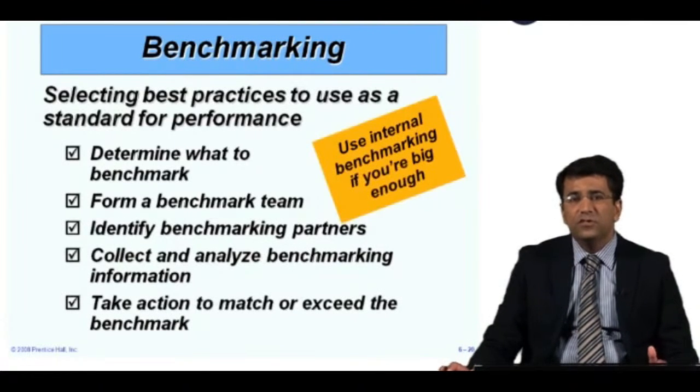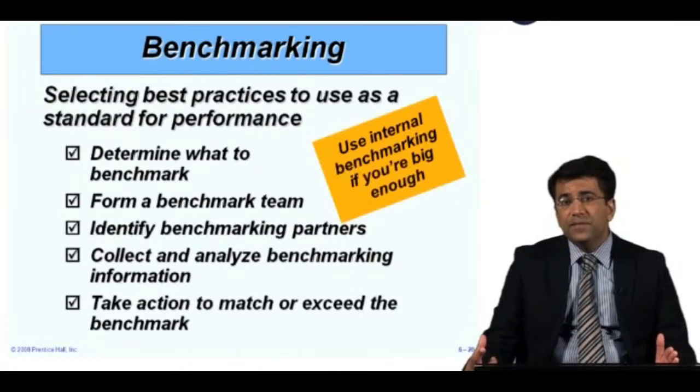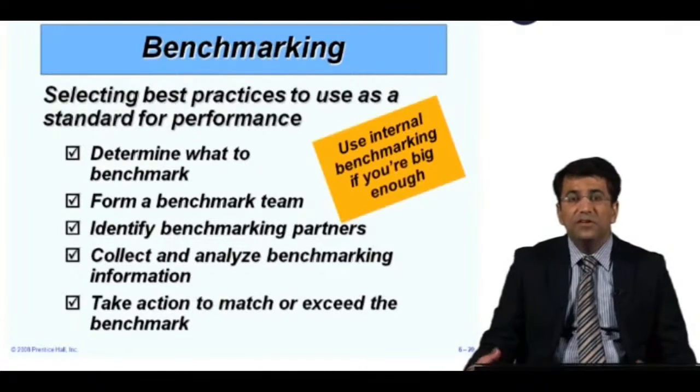The next approach with respect to TQM is benchmarking: selecting the best practices to use as a standard for performance. In order to evaluate our performance, different methods can be used. We can use some established standard to measure whether we are performing well or not. There are many methods of benchmarking. We can use an industry benchmark, or a benchmark with respect to our competitors or the best performing firm within the industry. We can also use internal benchmarking to evaluate our own performance. If we performed well in some past period, that period can also be taken as the benchmark for evaluating ourselves.